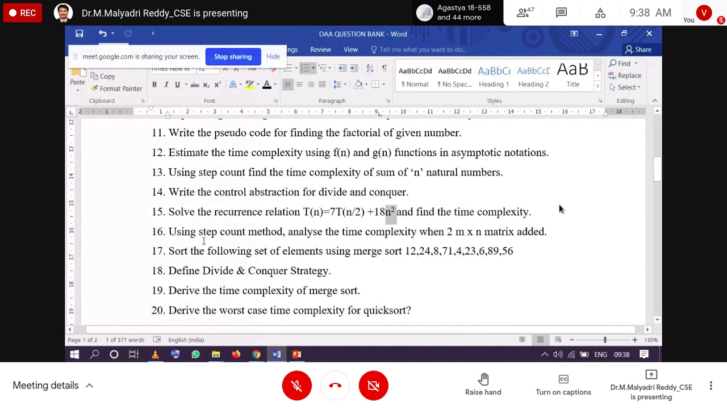Using the step count method, analyze the complexities when 2 by 2 matrix is added. Here in the step count method, we have to calculate the complexity for the matrix addition of 2 by 2. Sort the following set of elements using merge sort. You know this one. Define the divide and conquer strategy. Already the question is repeated. Derive the time complexity for the merge sort. Already given to you. Derive the worst case complexity for the quicksort. Already given to you.